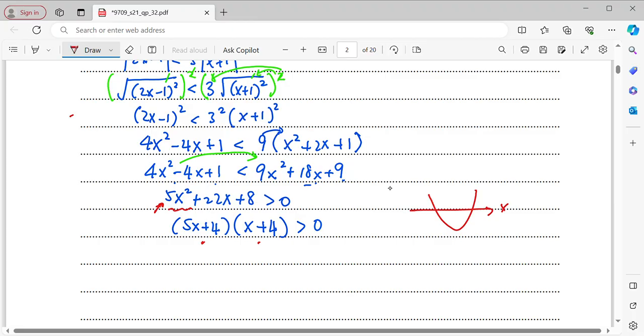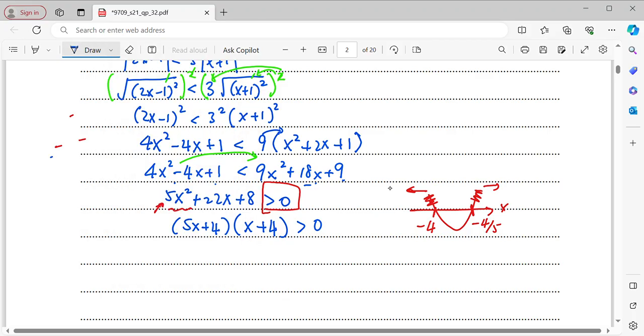The first factor, when I let it be 0, x will be negative 4 over 5, and the second factor gives negative 4, which means this is negative 4 over 5, and the left hand side one will be negative 4. Now for the final answer, we look at the inequality sign, which is greater than 0. When greater than 0, we will accept the y values which are above the x-axis. So all this will be positive y values. Which means your final answer will be x less than negative 4, because the regions are towards the left hand side and also towards the right side.